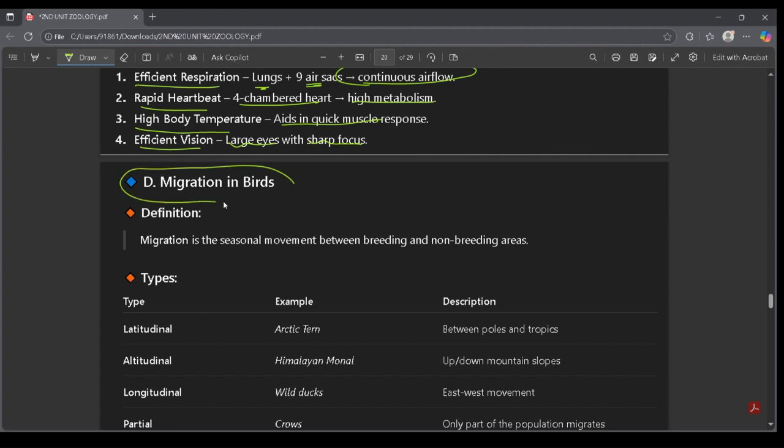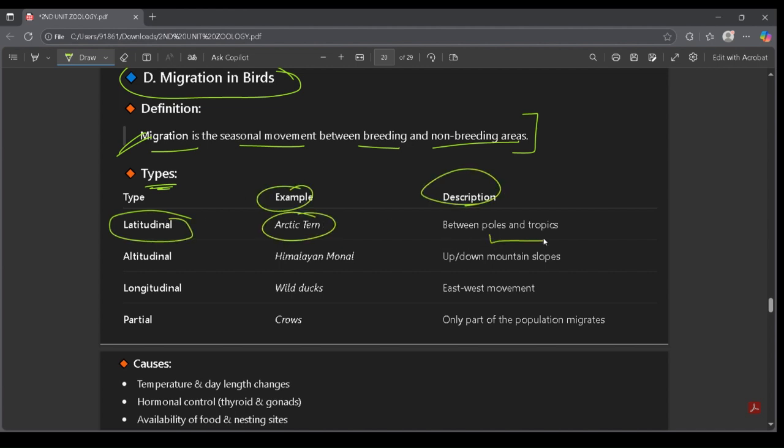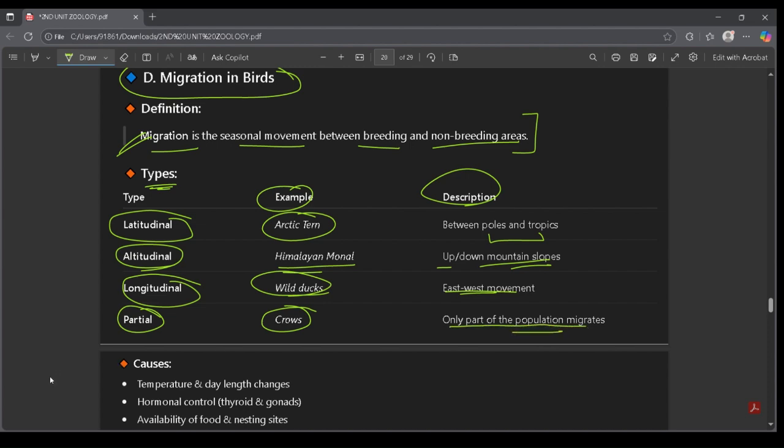Now we'll discuss the migration of birds. Definition: migration is the seasonal movement between breeding and non-breeding areas. We'll discuss the types. Latitudinal, example being Arctic tern, between poles and tropics. Altitudinal, example being Himalayan monal, up and down the mountain slopes. Longitudinal, example being wild ducks, east-west movement. And partial, example being crows, where only part of the population migrates.